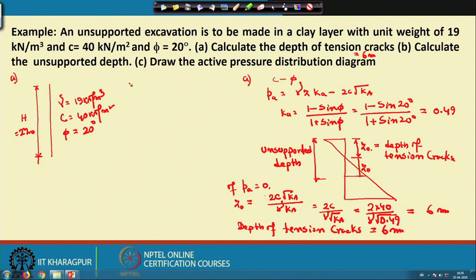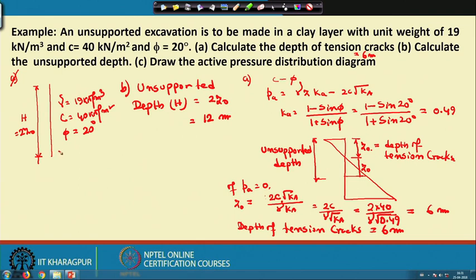Now we will calculate the second part, that is part B, the depth of unsupported portion. The unsupported depth H is equal to 2 Z0, that is 12 meter. So up to 12 meter no support will be required.